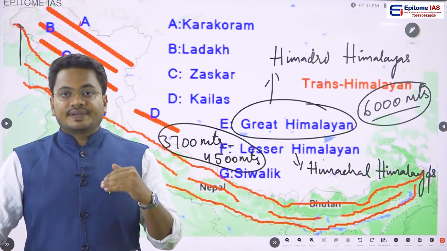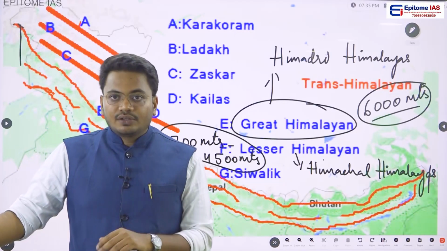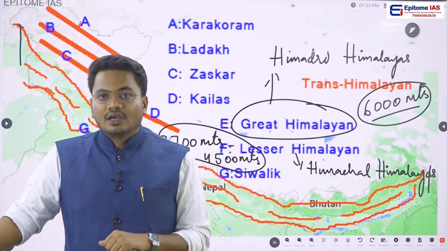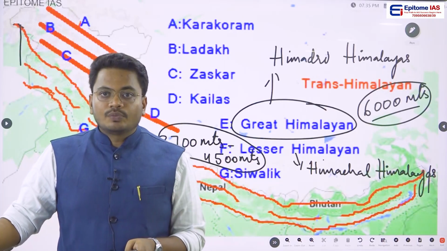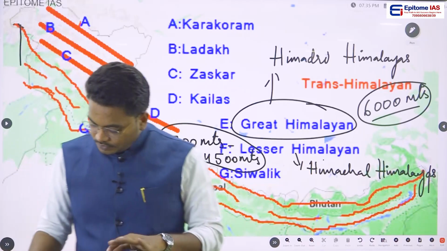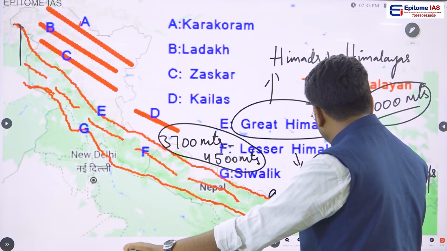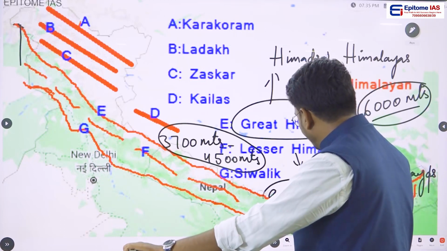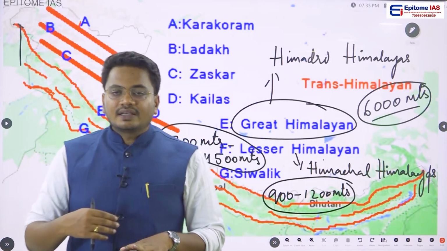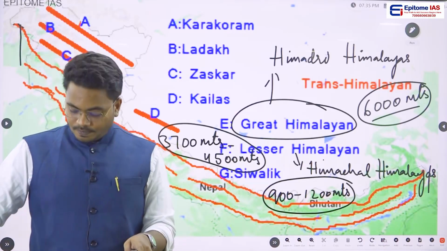And to the southern side of these Himachal Himalayas, we have Shivaliks. The average height of these Shivaliks is very less when compared to the other 2 parallel ranges. The average height would be from 900 to 1200 meters. And these Shivaliks are the southernmost Himalayas present in these 3 parallel ranges.